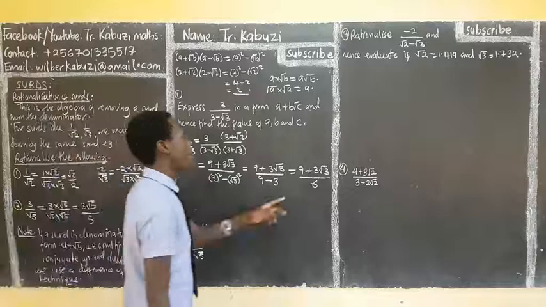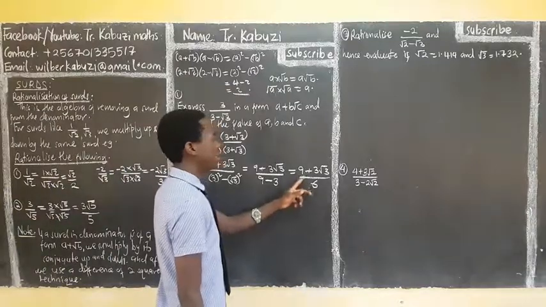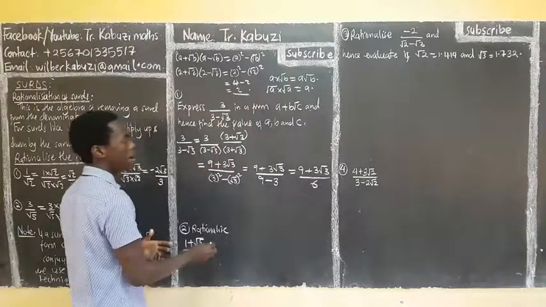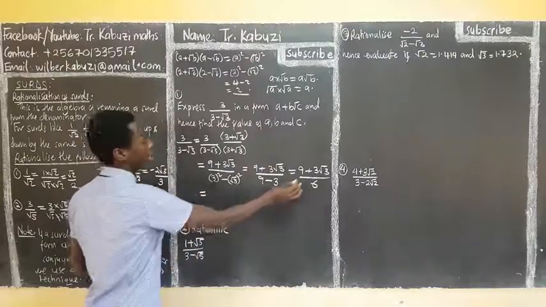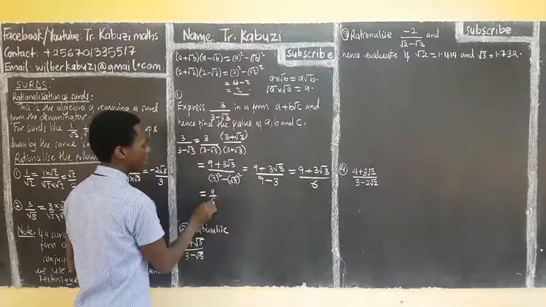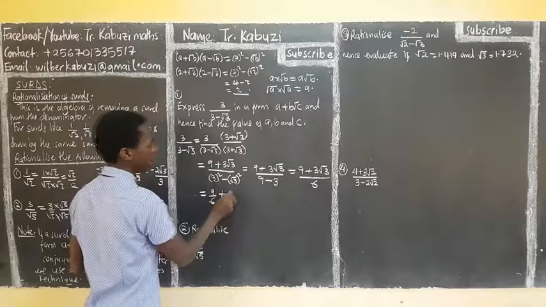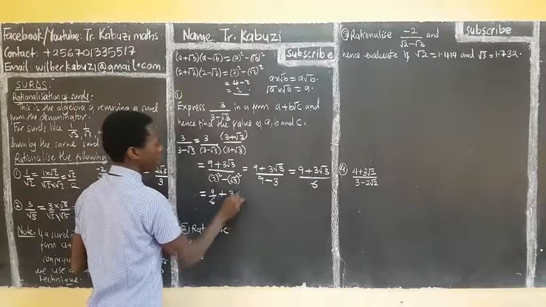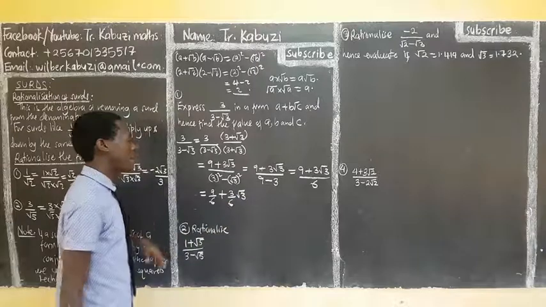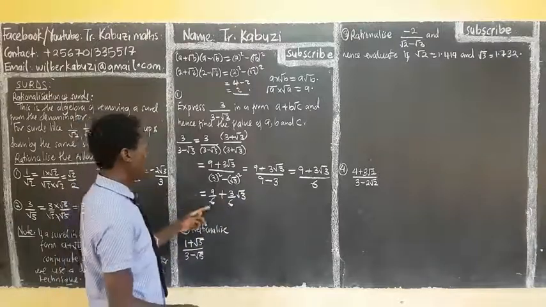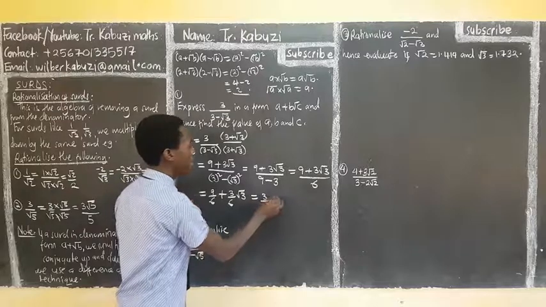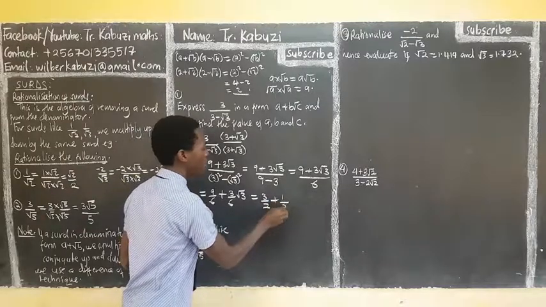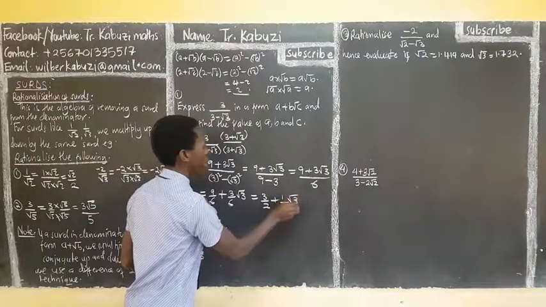Now here you separate. This divides this and this divides this. This is how you separate. So now separate that: 9 over 6, then plus 3 over 6 root 3. That's how we separate. And then you can reduce this by 3. This will be 3 over 2, then plus 1 over 2 root 3.